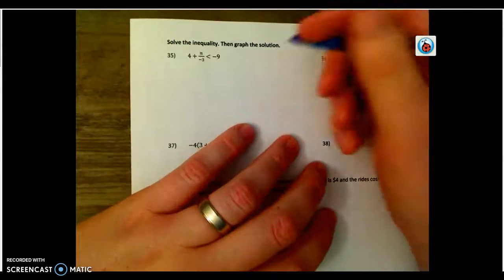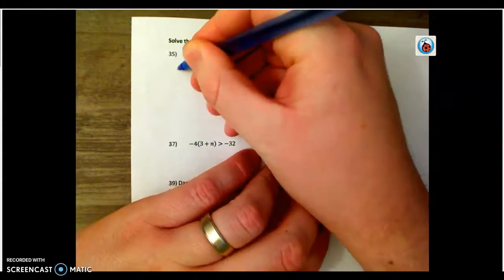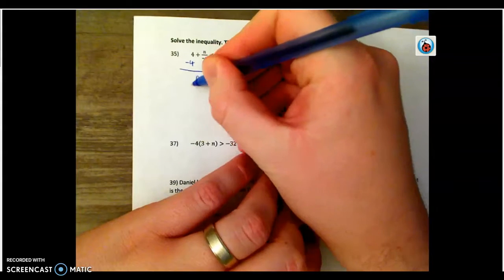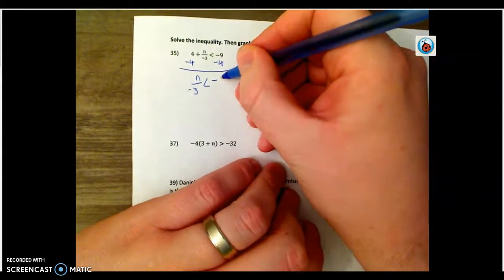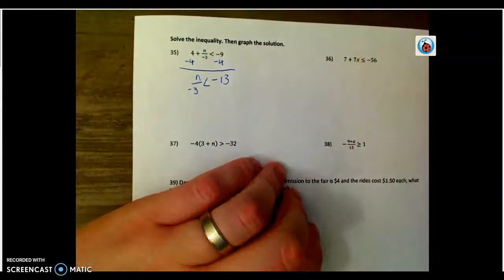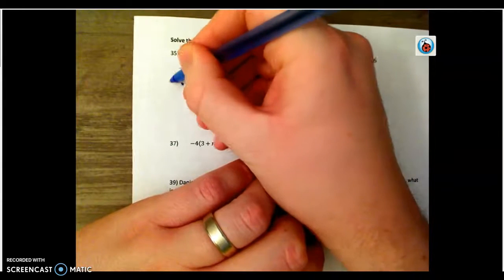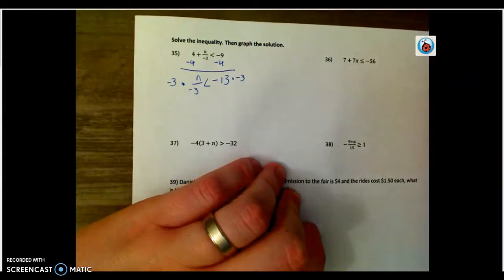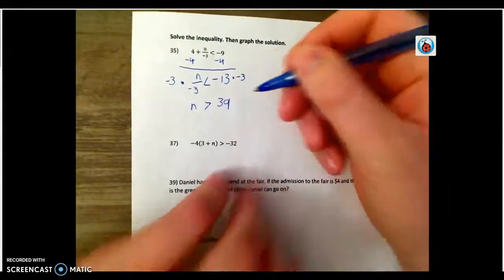Number 35. First step is to subtract 4 from both sides. Right, I was trying to get the variable last. So that's going to leave me with n over negative 3 is less than negative 13. To undo the dividing by negative 3, we multiply both sides by negative 3. We get n is greater than 39.